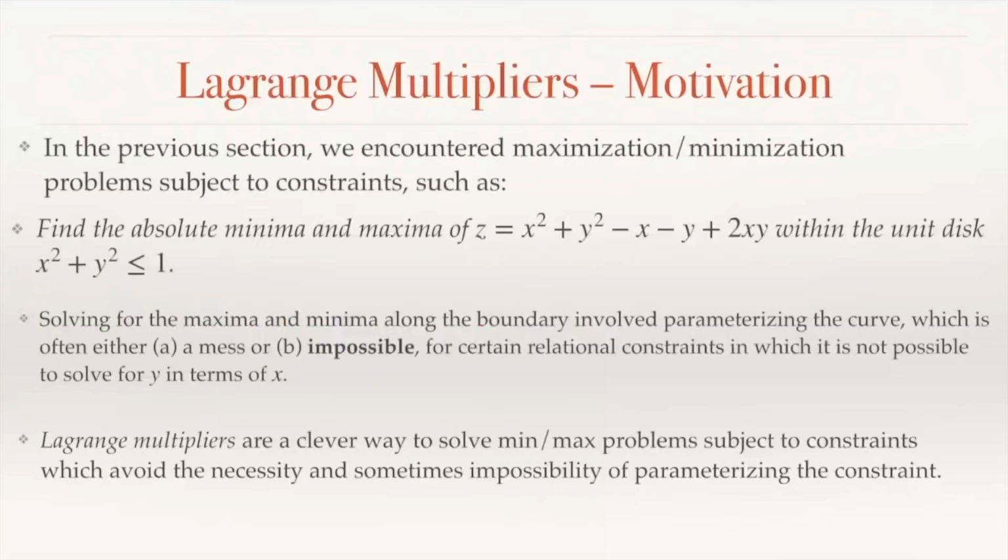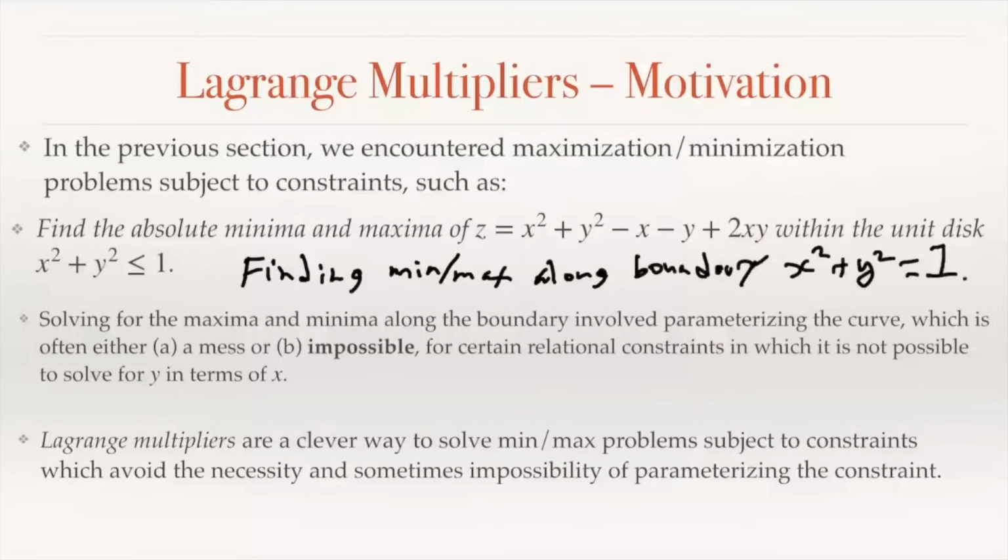So for example, maximizing or minimizing this function within the unit disk, x squared plus y squared less than or equal to 1. That involved finding the min or max along the boundary, and solving for the min or max of this along the boundary involved parameterizing this curve. And we can do that by solving for y. y is the square root of 1 minus x squared, and plugging that back in. Or we could do a sine theta, cosine theta parameterization.